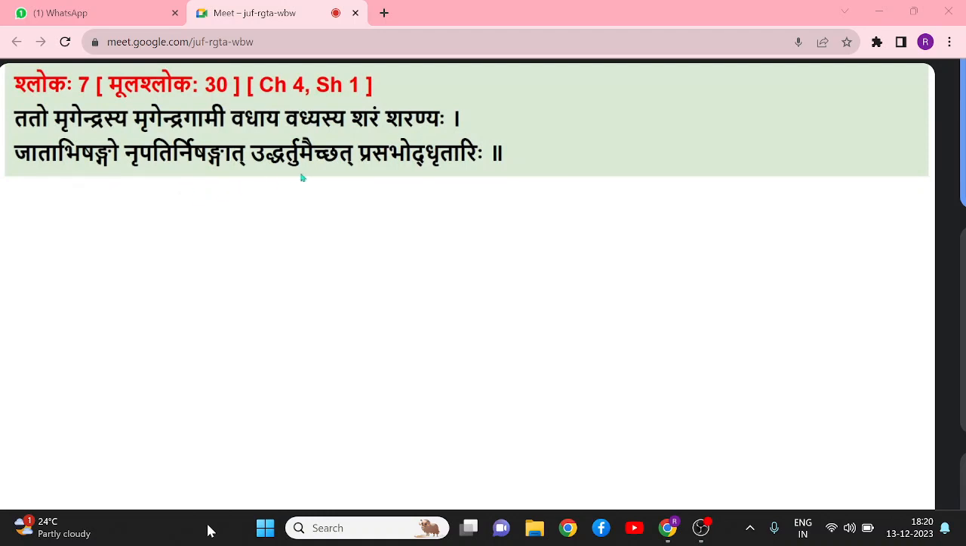Nrunampatihi. Okay. Uddhartumaichat. Uddhartum plus aichat. Sandhi asti va? Sandhi samyogam. Sandhi nasti. Just a samyogam. Then prasabhodhrutarihi.